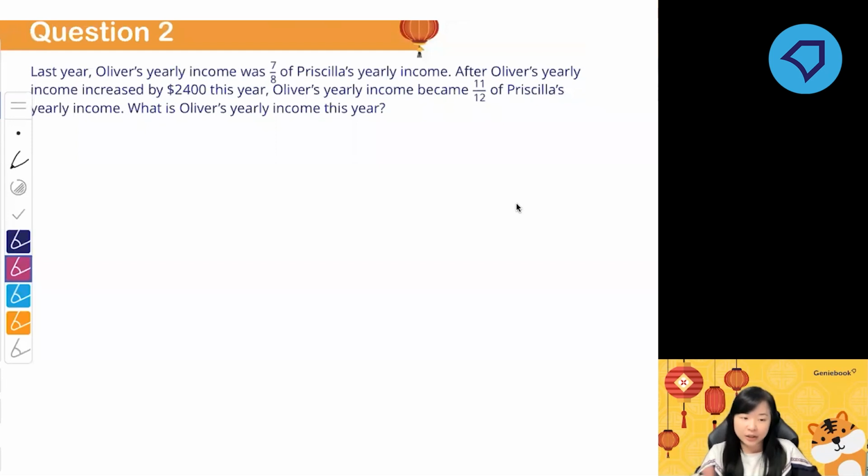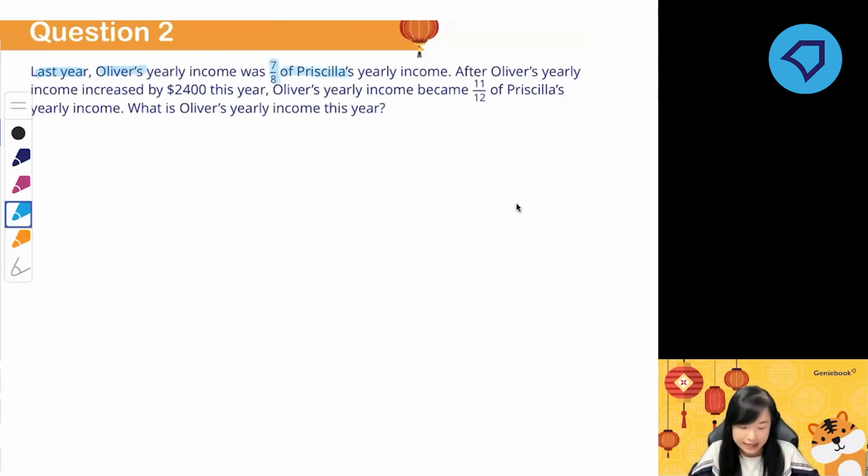Okay, quite similar, right? So I'm going to highlight for you quickly. Last year, Olivia's yearly income is 7/9 of Priscilla's yearly income. After Olivia's yearly income increased by 2,400 this year, Olivia's income becomes 11/12 of Priscilla's income. And the question asks, what is Olivia's income this year? Olivia is 7. Very good. Yes, 7 out of 8.